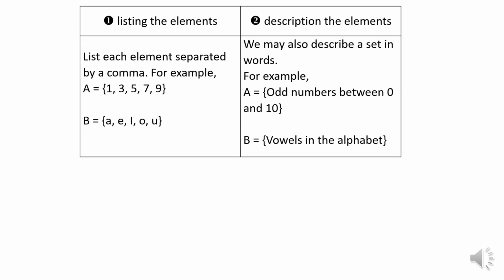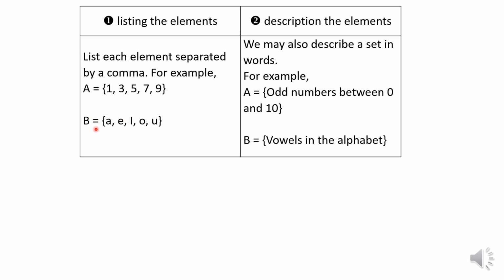So let's look at the 2 ways that I mentioned. You can either do it by listing. For example, you use the commas to separate the elements or the members in the set. This is set A is equal to {1, 3, 5, 7, 9}. You can see they have been listed. All right. You can also describe them. You can also say set A is equal to the odd numbers that are between 0 and 10.